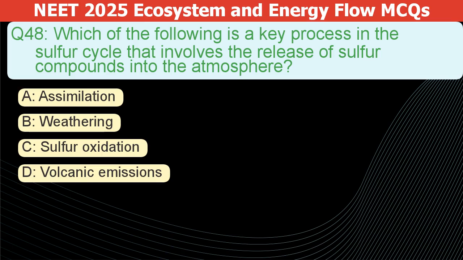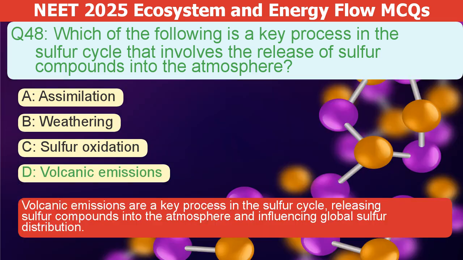Which of the following is a key process in the sulfur cycle that involves the release of sulfur compounds into the atmosphere? A. Assimilation. B. Weathering. C. Sulfur oxidation. D. Volcanic emissions. The correct answer is D. Volcanic emissions are a key process in the sulfur cycle, releasing sulfur compounds into the atmosphere and influencing global sulfur distribution.